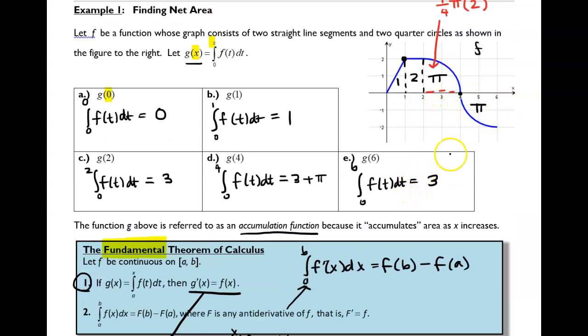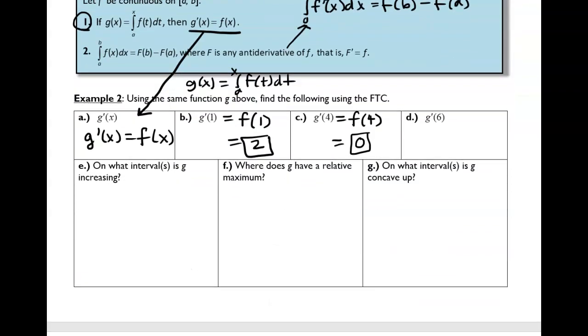My last one is g prime of 6. G prime of 6 is going to be the same as f of 6, which I see here as negative 2. I saw on my graph that that was negative 2. Now we can do that same kind of function analysis that we did back in unit 4 with these functions. But you have to make sure that somewhere you say g prime is equal to f.